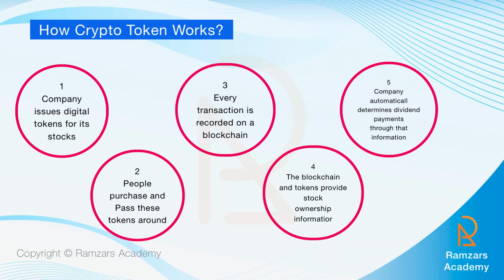If we look at the diagram, the first step is the issuance of tokens. The issue of tokens is done mainly by companies for their stocks. After the issuance of tokens, people can purchase them and start trading on them. In the third step, we can see that all the transactions are recorded on a public ledger which is accessible by each and every node of the network. These tokens, along with the blockchain, provide information about the ownership of the tokens. Companies also pay out the owners in the form of dividends, using that ownership information.